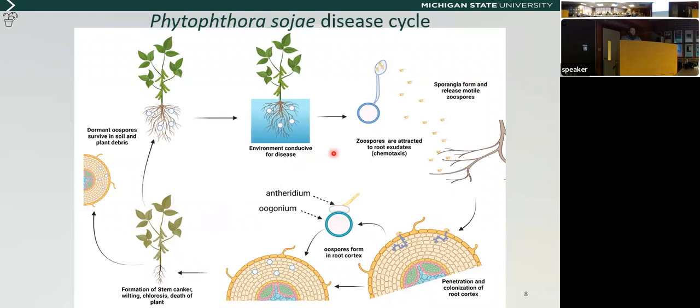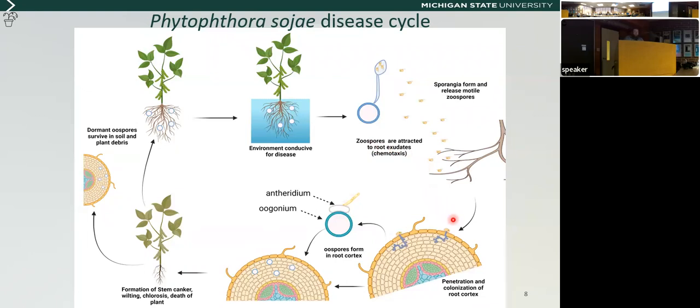So the Phytophthora disease cycle, I'll start here with dormant oospores surviving in the soil. These dormant oospores will reside in the soil until the environment is conducive for disease, for example, high water or high rainfalls. Those oospores will then germinate either into penetrative hyphae or sporangia, which are full of zoospores. Those zoospores will be released from the sporangia and are chemotactically attracted to the soybean roots via root exudates.